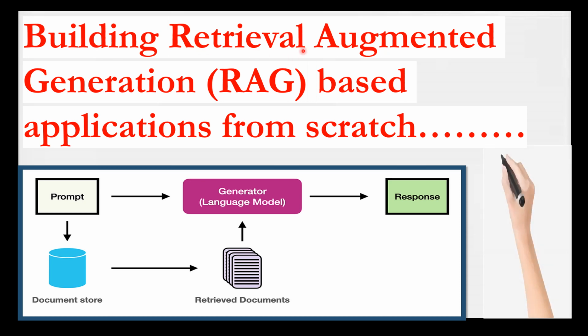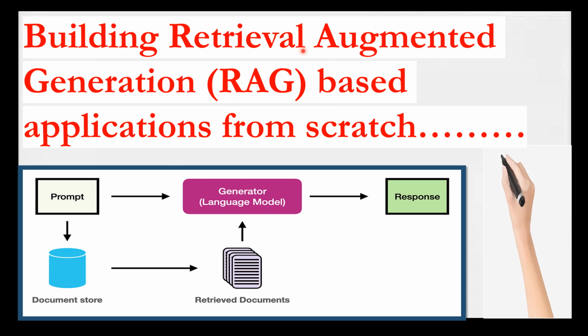Retrieval augmented generation, or RAG. Basically, it's a technique that enhances the accuracy of language models by incorporating relevant information from external sources, and it does this by combining an information retrieval system with a language model.